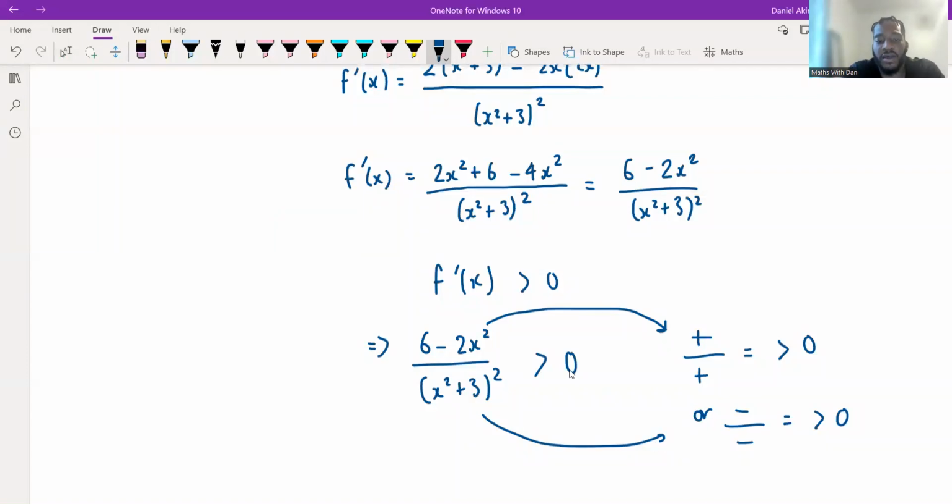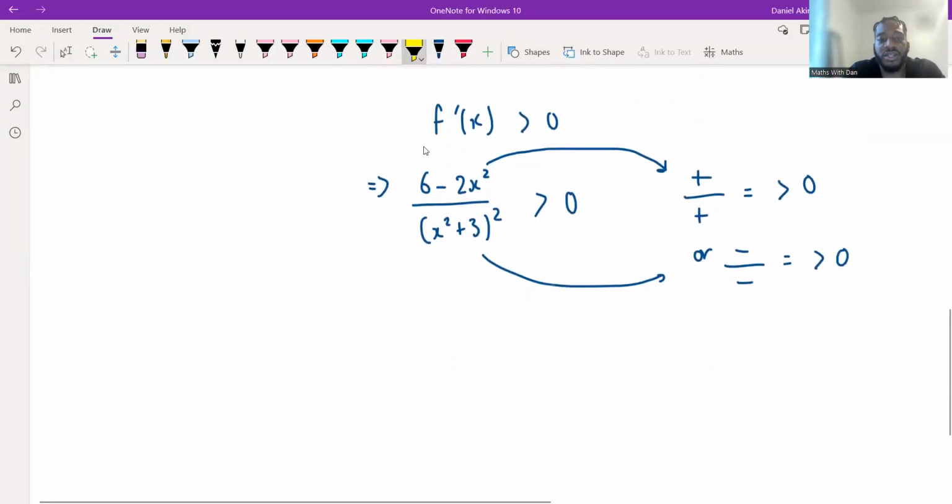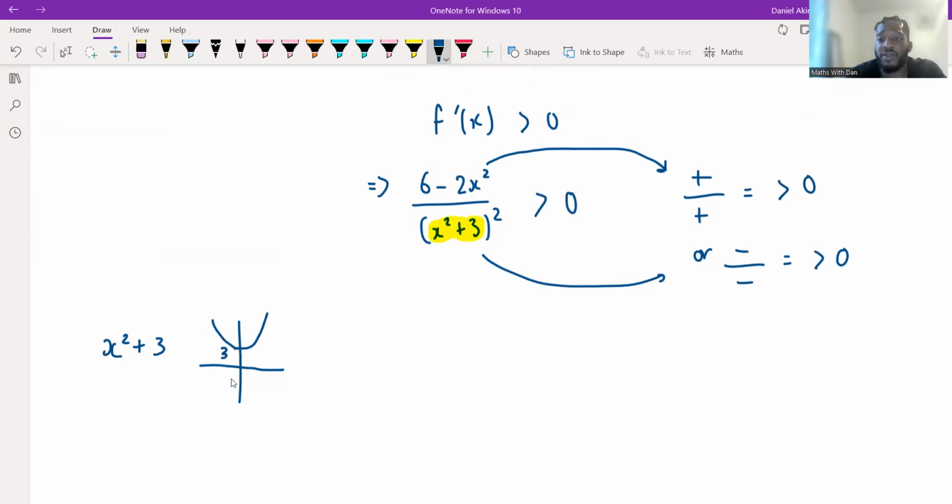Now, the first thing I notice is that if I look at the denominator here, this is x squared plus 3. So let's just analyze that. We've got x squared plus 3 here. Now, if I was to sketch the graph of this, then we know that it's just going to be a parabola, right? And the y-intercept will be at 3, isn't it? It's just moved 3 upwards from the graph of x squared, right?